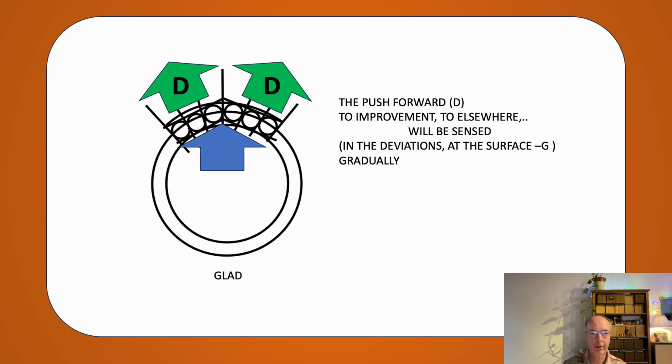So for the word glad, we also know that it was not comprehensible without the element of time. Here it is. There's a reorganization in time because we also know D is a push forward that will lead us to an improvement somewhere else, and this can be sensed here in the deviations at the surface, so that we sense that gradually something is going to change, and that is related to the element of being glad.